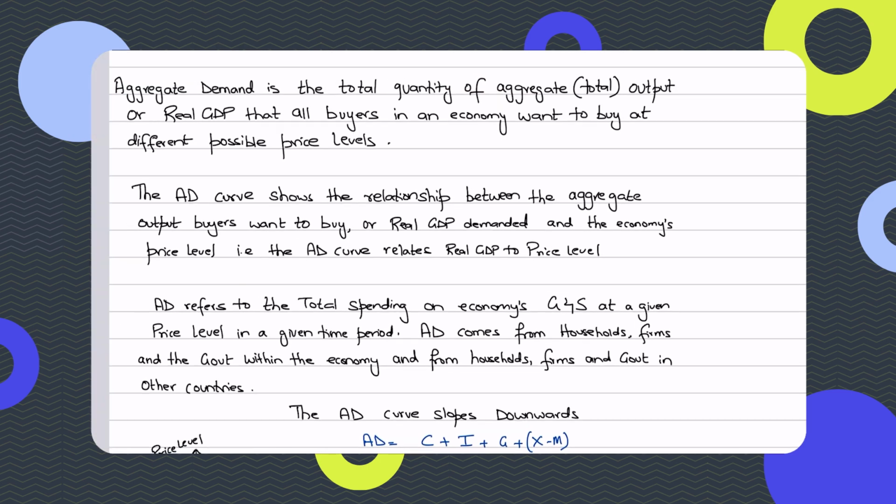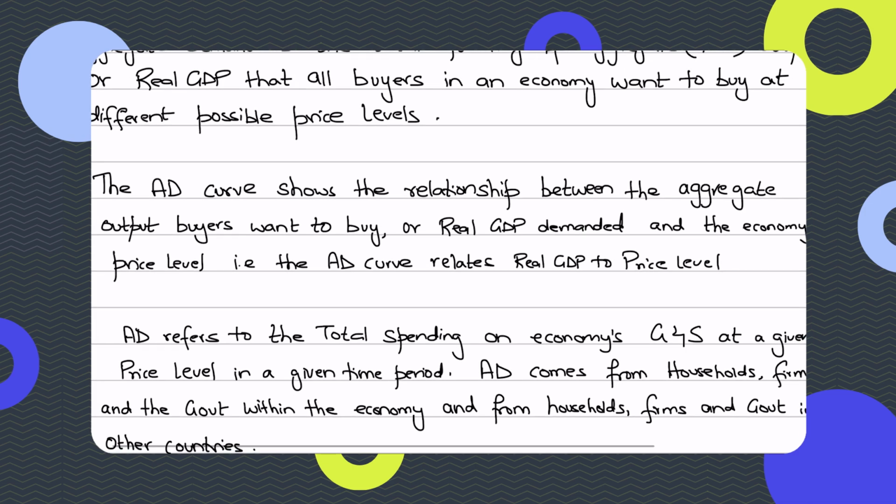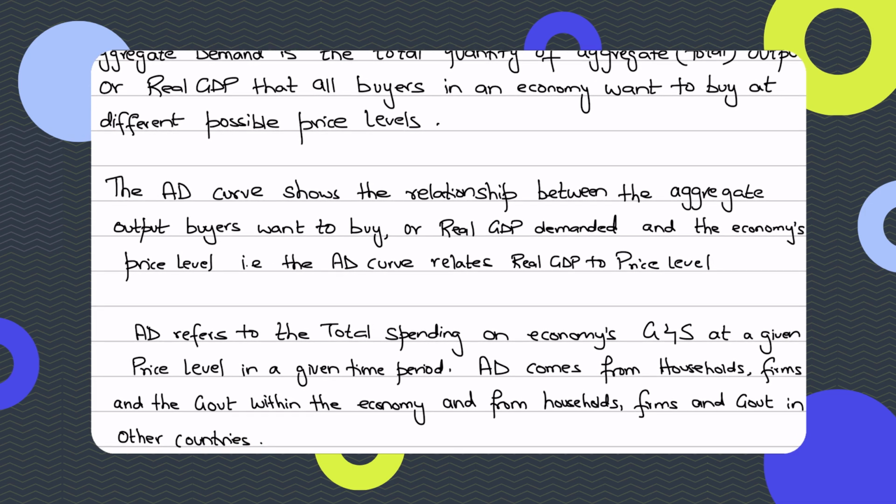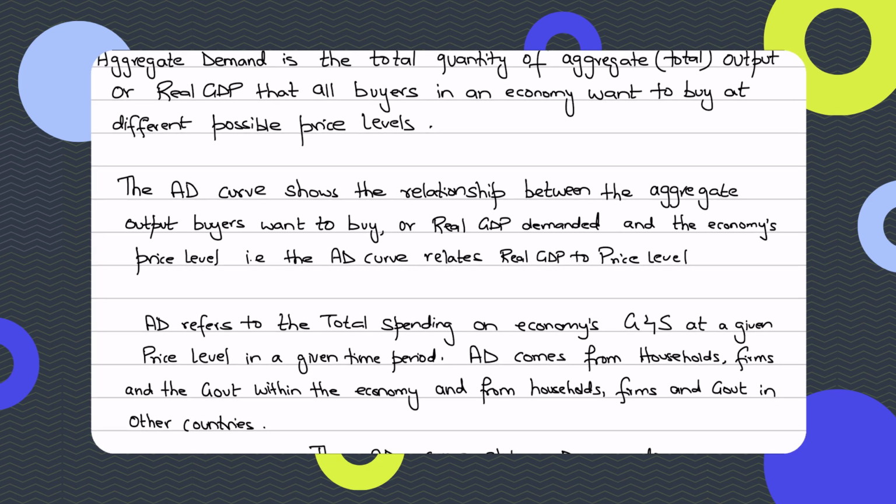Now, coming to the aggregate demand curve, right? We're going to be modeling the aggregate demand curve in the sense that we want to establish a relationship between price level and GDP, right? So the aggregate demand curve would show the relationship between total output, aggregate output buyers would want to buy.